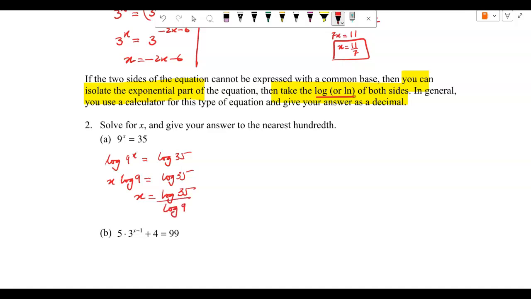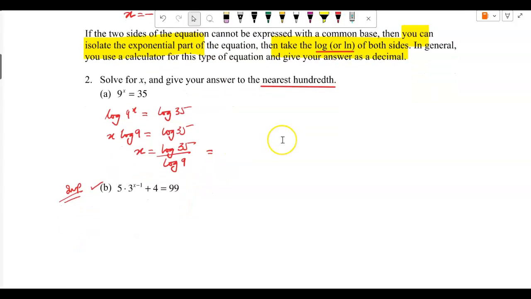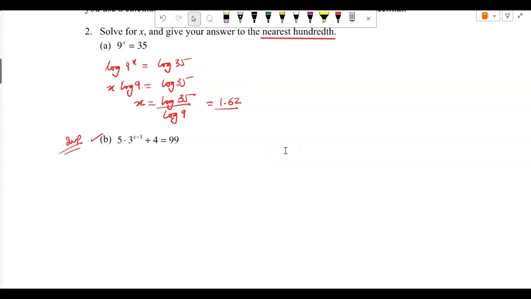Give your answer to the nearest hundredth, so use your calculator. Log 35 upon log 9. What's your nearest hundredth? 1.61. No, 1.62. Oh yeah, sorry, 1.62. Don't forget to round off correctly.